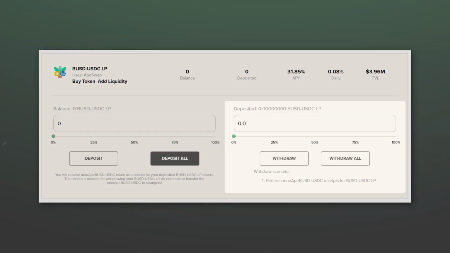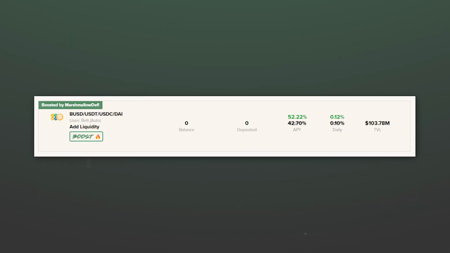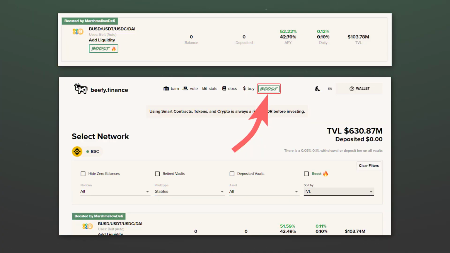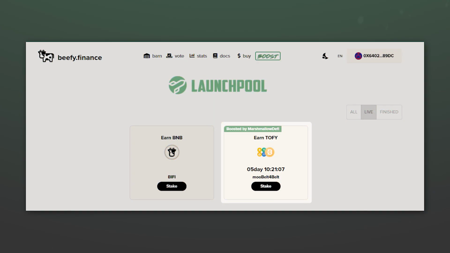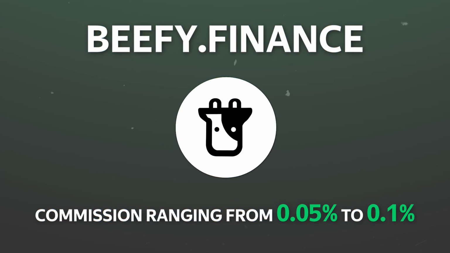You can withdraw your tokens or accumulated profit from the pool at any time in the nearby block by sending Mu tokens. By sending tokens to pools marked Boost, you can send and receive Mu tokens to the launch pool, and get additional profit in tokens of the project that sponsored the pool. For depositing and withdrawing funds on BIFI Finance, users are charged a commission ranging from 0.05% to 0.1%.